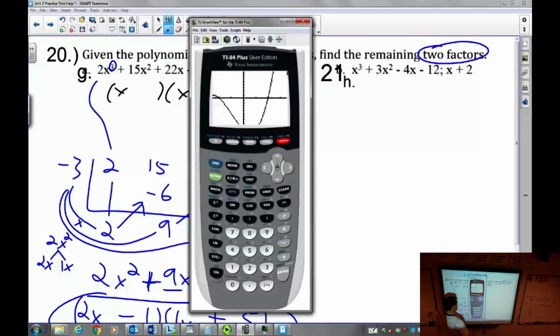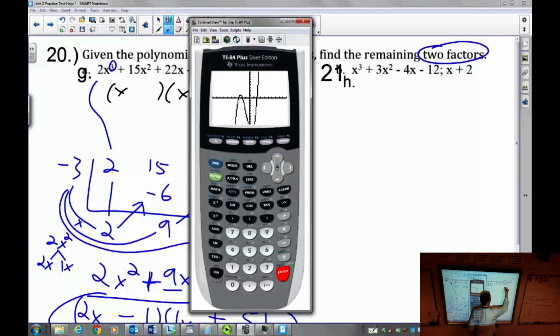Ooh, I think I'm a bit too far zoomed in there. How do I fix that? Do you remember? Go to the zoom button, go to zoom standard. That's number 6, zoom standard. That's going to give us that 10 by 10 graph that we usually always need. There we go. And look at that. Our graph goes up, down, up again, so there are 3 factors.